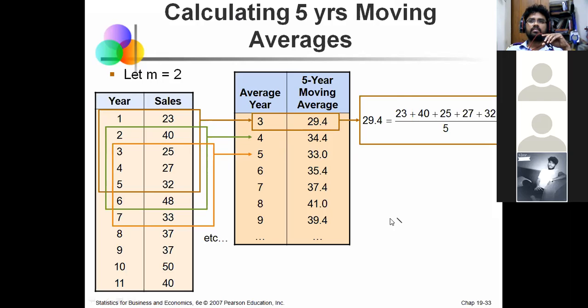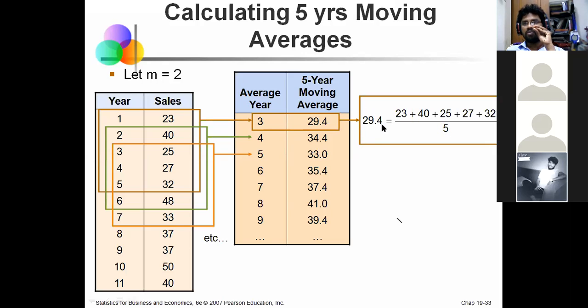Sir, once again, will you explain, sir, please? Hey, to calculate the 5 years moving average, we have to take 5 years. For example, year wise sales: year 1, 2, 3. This is years, not numbers. In the first year, your company sales is 23. In the second year, 40. In third year, 25. Fourth year, 27. Fifth year, 32. So the average of the sales of these 5 years is called the 5 years moving average. Simple. Here, we add all these 5 values, 23 plus 40 plus 25 plus 27 plus 32, then we divide by 5, because it is a 5 years moving average. Then you will get 29.4.